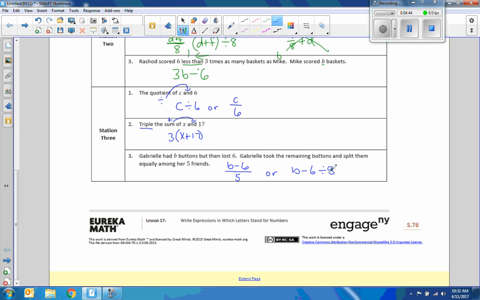But to avoid an error with no parentheses, remember, if we don't do parentheses, PEMDAS says to multiply, divide, then add, subtract. That would mean the same as 6 over 5, and B minus that. This and this are not the same, so I don't want to do this. So to avoid that, I need parentheses around my B minus 6.